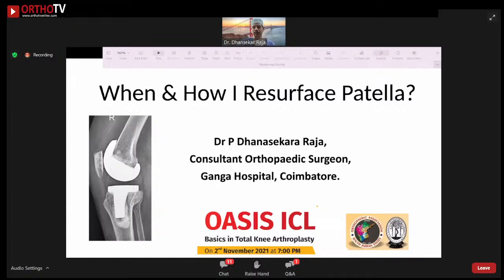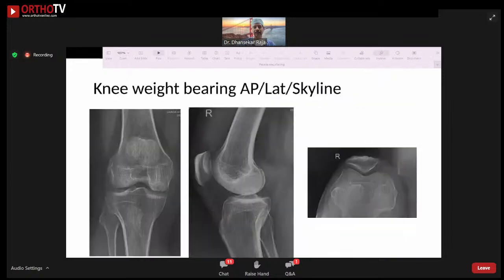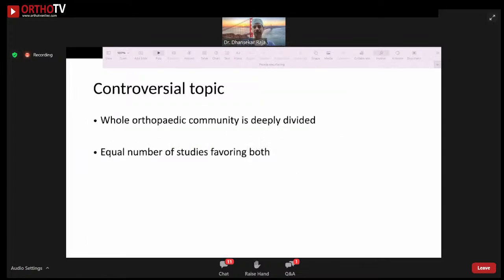So I'm going to talk about patellar resurfacing, when and how I do the patellar resurfacing. For any patient with knee pain, the standard X-ray is weight-bearing AP, lateral and a skyline. Skyline view is a must because we can diagnose a lot of patellofemoral problems which can be missed otherwise if you take only AP and lateral views. So for all postgraduates, it's always better to take a skyline view for all your patients with a knee problem.